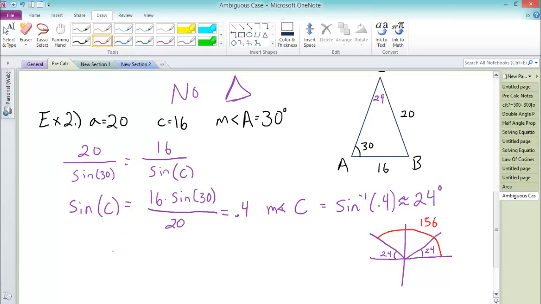But 30 plus 156 is 186. And we all know that when we add up all the angles inside of a triangle, they have to add up to 180. So since this is bigger than 180, 156 cannot possibly be a possible angle for this triangle. So we're only left with one. So 24 degrees is my final answer.